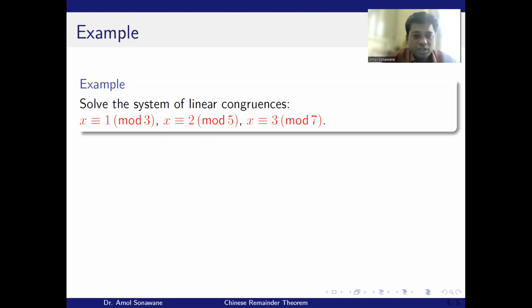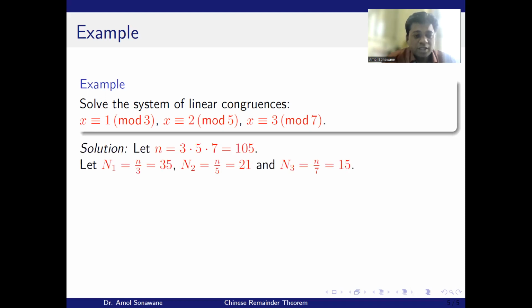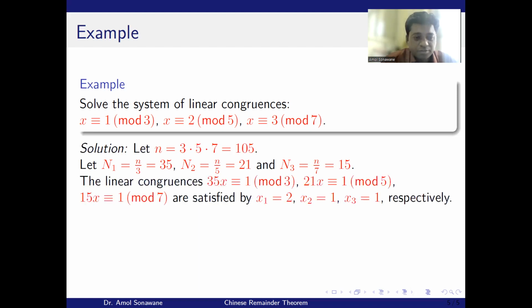Now we solve the system of linear congruences x congruent to 1 modulo 3, x congruent to 2 modulo 5, and x congruent to 3 modulo 7. Let's see its solution. Let n is equal to product of 3, 5, and 7. Here we can see that small n1 is 3, small n2 is 5, small n3 is 7. So n is product of integers 3, 5, and 7 means 105. Let capital N1 is equal to n by 3, which is 35. Capital N2 is n by 5, which is 21. And capital N3 is n by 7, which is 15.